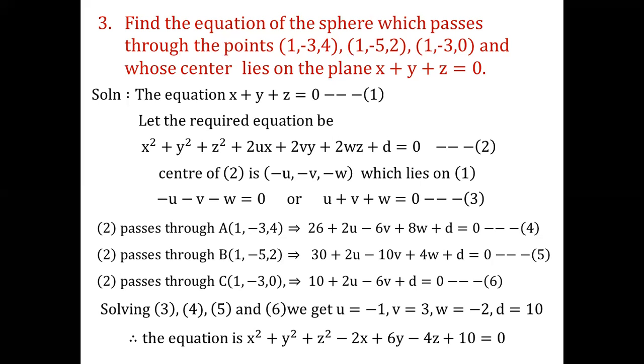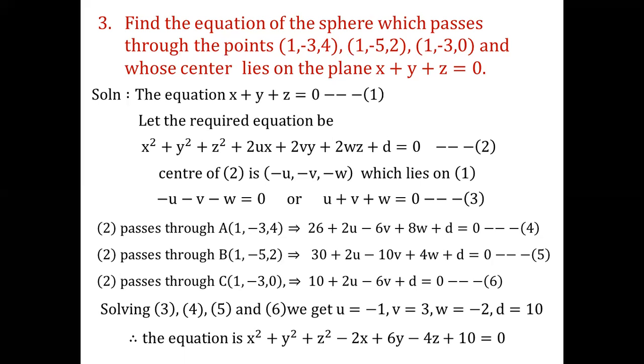Again, you can see that equation 2 passes through the point (1, -3, 4). So substitute in place of x, y, z as 1, -3, 4 in equation 2, and after simplification, you are going to get 26 + 2u - 6v + 8w + d = 0. Call it equation 4.